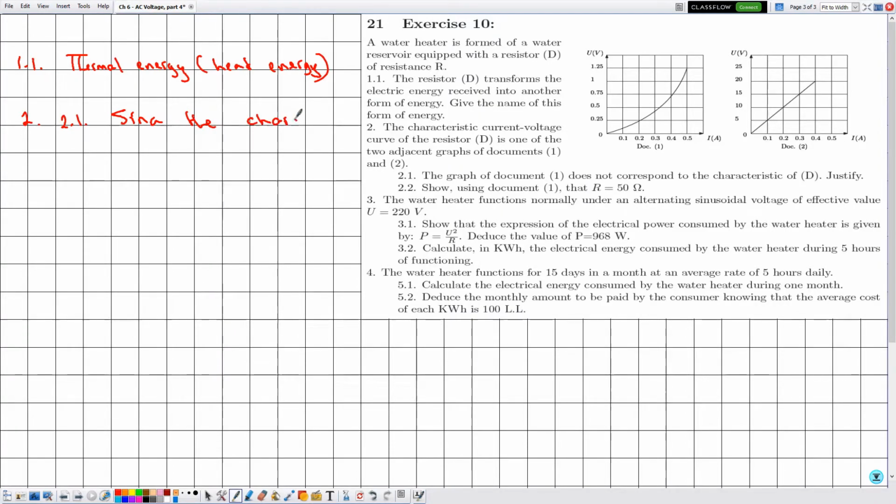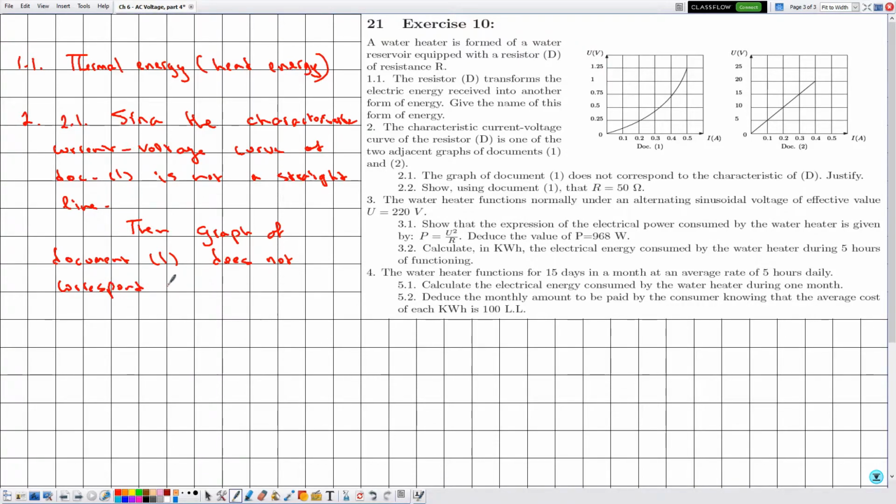Since the characteristic current voltage curve of document 1 is not a straight line, then the graph of document 1 does not correspond to the characteristic of D.